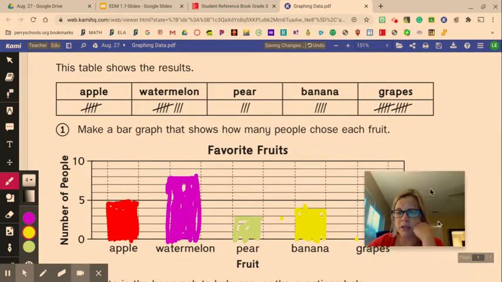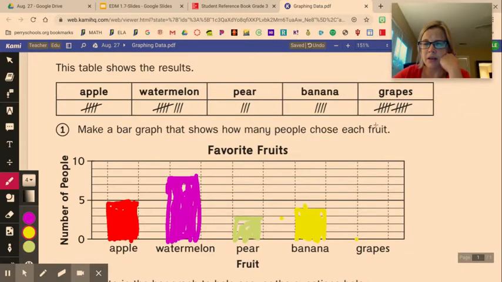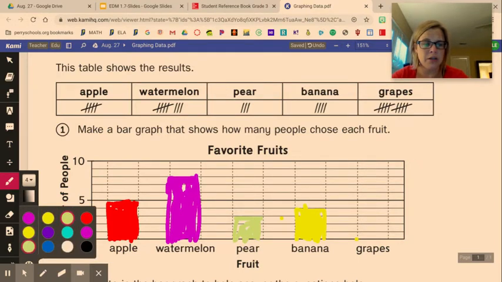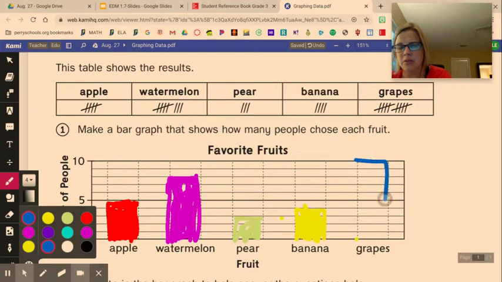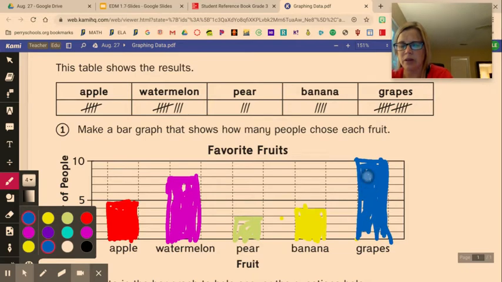And finally, I can see that 10 people liked grapes, and this is 5 and this is 10. So grapes are going to go all the way to the top, and I'm just going to use the blue for the grapes. So I've got my line here. I'm going to draw down my bar and then shade it in so that I have my bar graph completely filled out with the information from the tally chart.